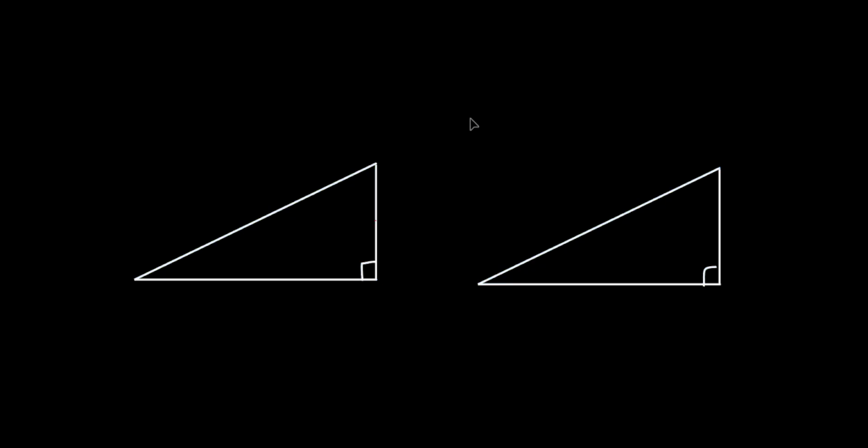Let's do this one. What if I told you that this was equal to this and this was equal to this? Is that still hypotenuse angle? What is it? It would be leg angle, wouldn't it? Okay? So this would be leg angle.